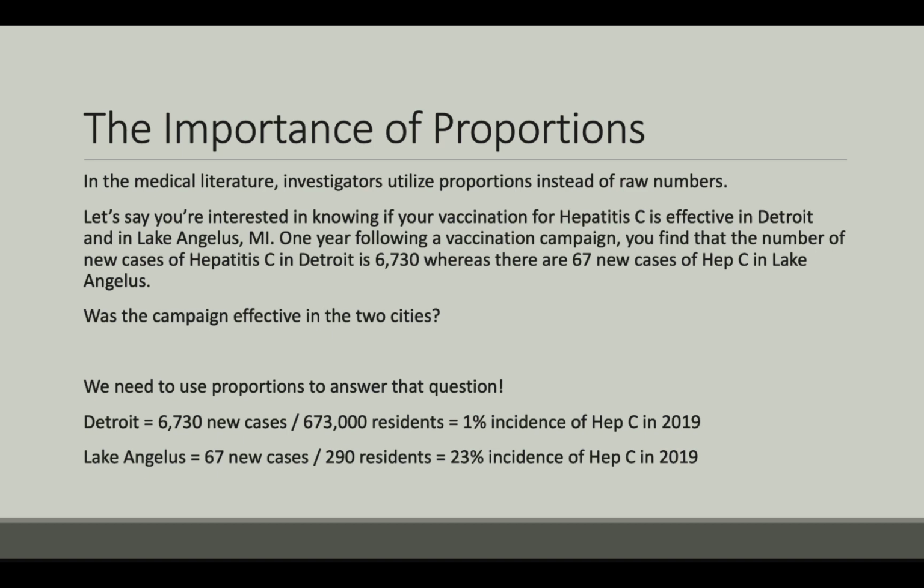To answer this question, we need to use proportions. So here, we have 6,730 new cases of hep C in Detroit out of 673,000 residents. This gives us an incidence rate of 1%. In Lake Angeles, we had 67 new cases out of 290 residents. And in this case, we had a much higher incidence rate of 23%.